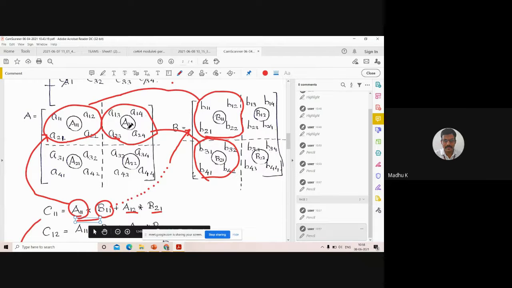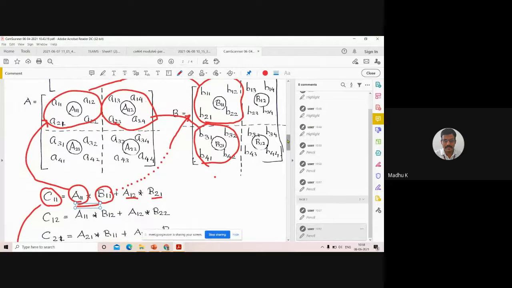Similarly, we want to multiply two submatrices of order 2 by 2. Then we will get C11. Basically, C11 will be a scalar value. We will perform the multiplication on these two, then we will get a value, plus A12 into B21. Then we will get C11.